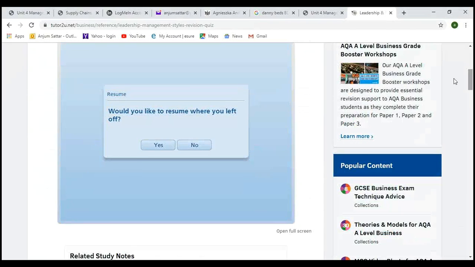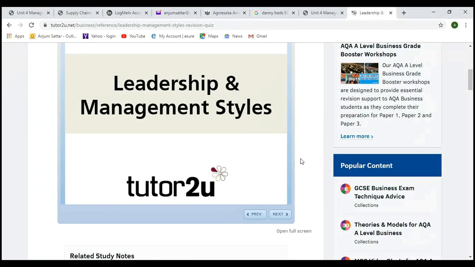Can you see this slide? Yes, we can, I think.